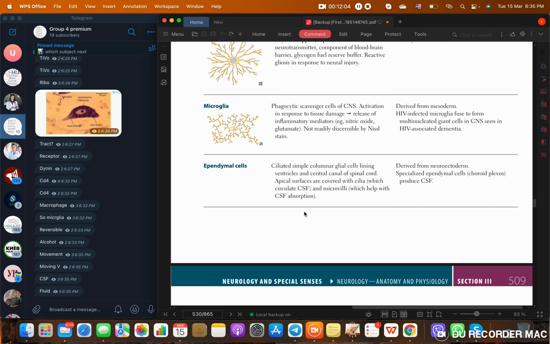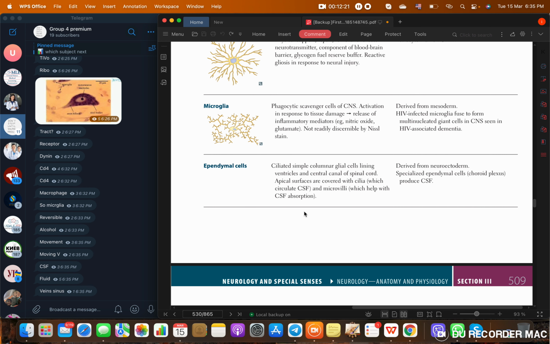Okay, the apical surface is covered by cilia, which circulate the CSF, and microvilli, which help in CSF absorption, which can be absorbed into the subdural and then the subarachnoid space, and we'll speak more about it in the near future. Guys, I have a question.